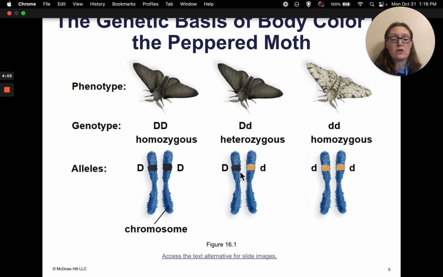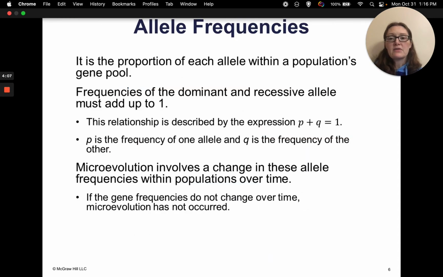And these are the loci, of course, the locations on the chromosome itself. Allele frequency is the proportion of each allele within a population's gene pool. A gene pool is the overall genetics that species carries in that population. It's sometimes hard or maybe impossible to determine, but we can guess and we can use math to help us estimate what the frequency is within a population.